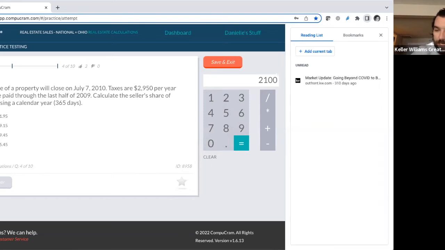Time for redemption on the tax question. Sale of property will close on July 7th. Taxes are $2,950 per year and are paid through the last half of 2009. Calculate the seller's share of taxes. Go ahead. I'm going to give everyone a couple minutes to work through that. This one should be pretty straightforward. Looking at a 365-day year here. That's all she wrote. Good luck.